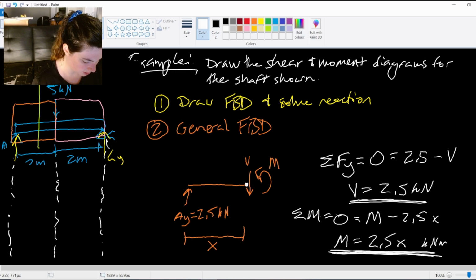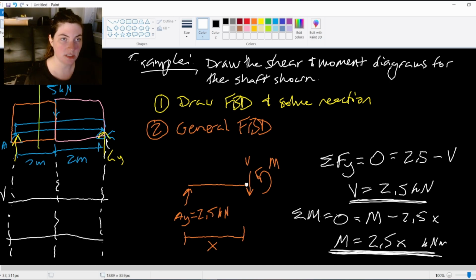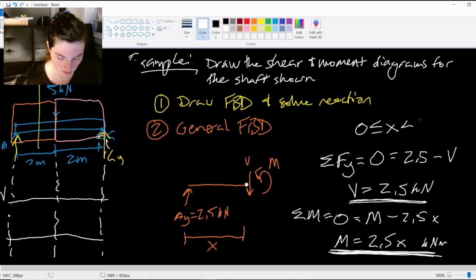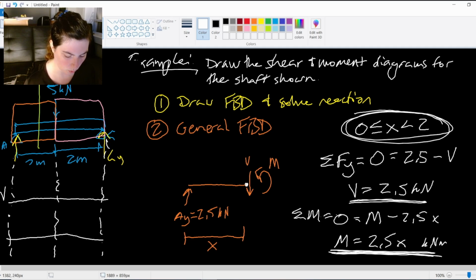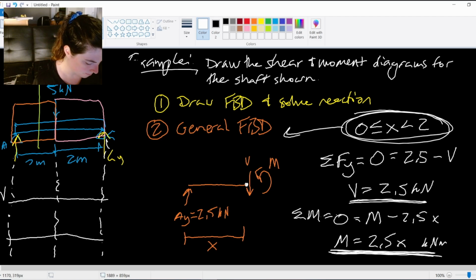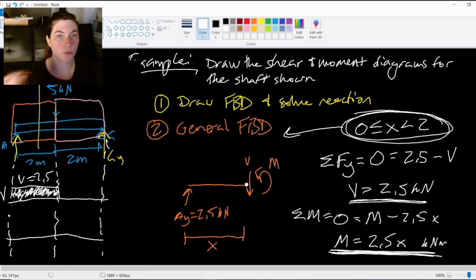So this first region here, here's my shear line, here's my moment line, V. My shear diagram for just this first section, from 0 less than or equal to x less than 2, right? This is the region, the orange region that we're talking about. My V would just be 2.5. And V is 2.5. I can shade that in to make it clear that that's where the shear is. The shear is just 2.5 straight across, plain looking graph.